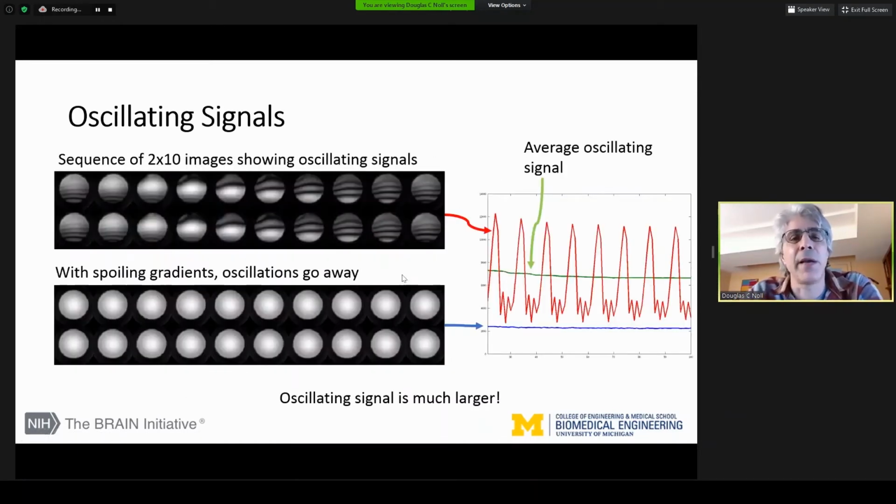So here's an example of that. Here's a phantom where we have a quadratic phase sequence that repeats 10 times. Here's the first sequence of 10 images, the next sequence of 10 images, and you can see that there's an oscillating pattern that repeats every 10 images, right? If we add spoiling gradients, this essentially becomes spoiled imaging. We have a nice steady signal, which you'd think would be good, except the signal strength is a lot lower. And so our average signal here is a lot higher than the signal here.